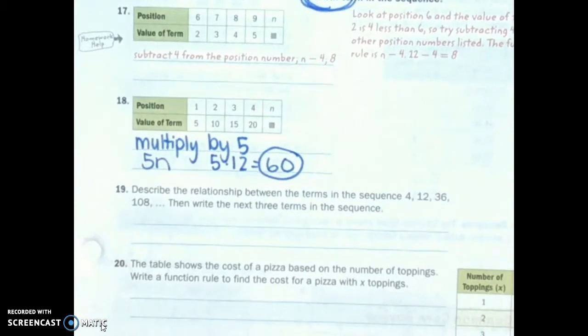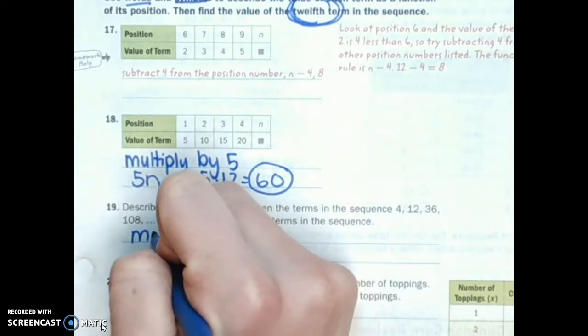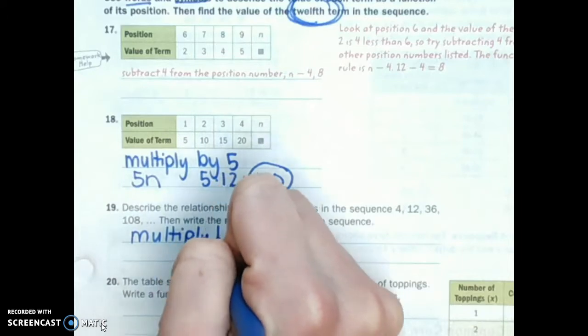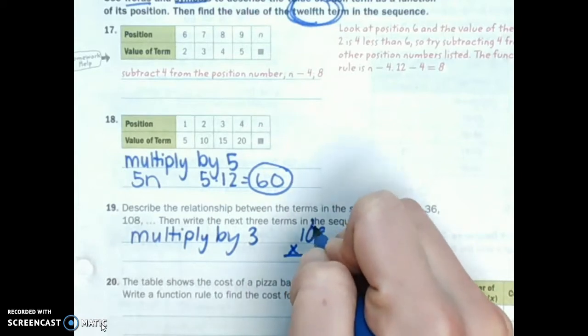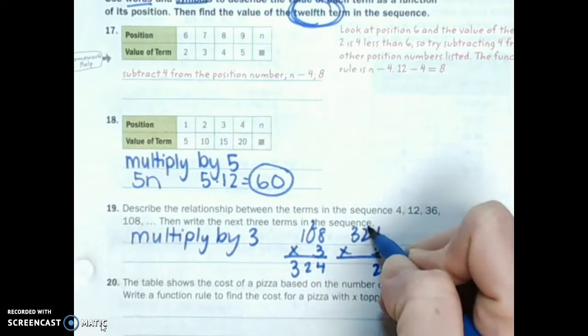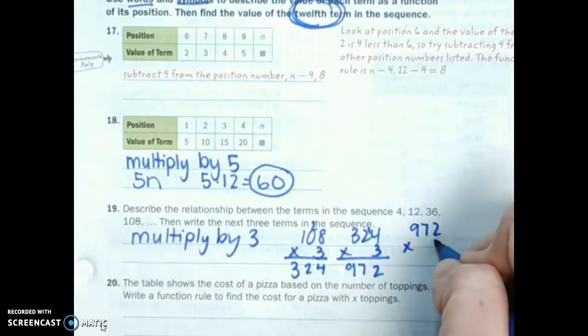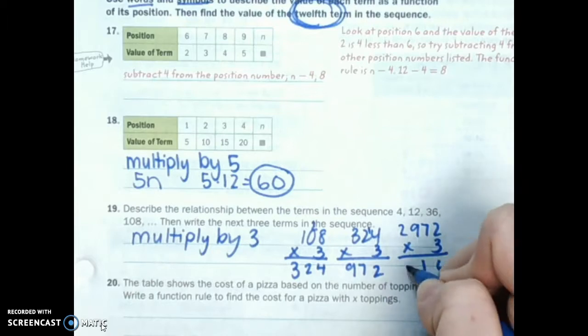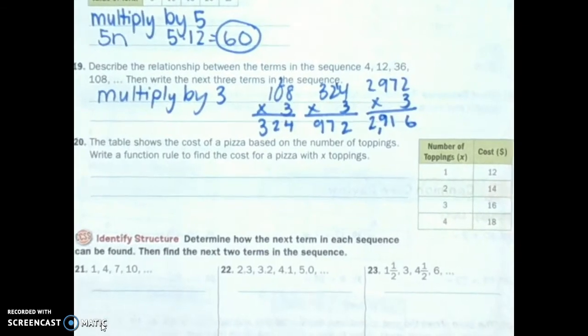Number 19. Describe the relationship between the terms in the sequence 4, 12, 36, 108. And then write the next 3 terms. So we're going to multiply by 3. And then for the next 3, we have 108 times 3. So that's 324. Then 324 times 3, that's 972. And 972 times 3, that's 2,916.